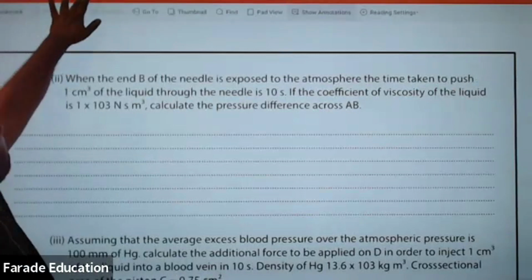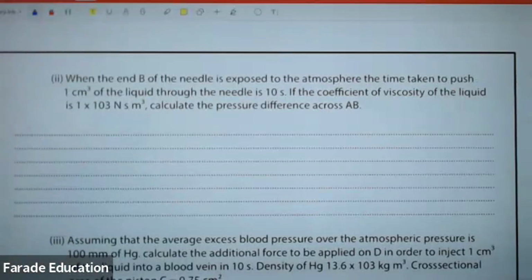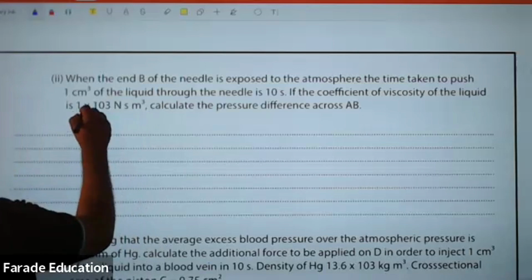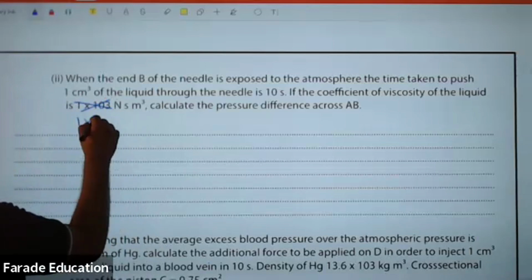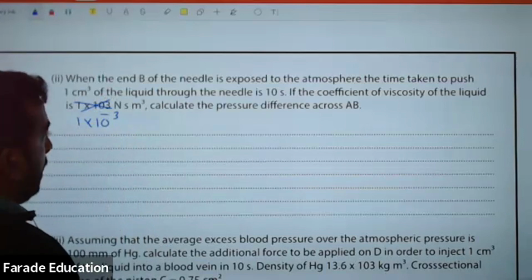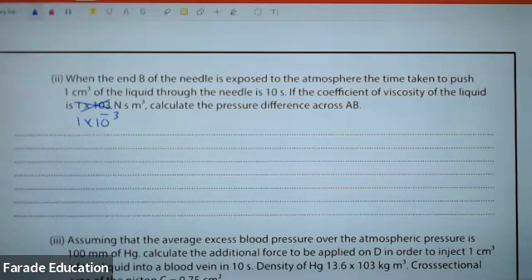When the end B of the needle is exposed to the atmosphere, the time taken to push 1 cubic centimeter of liquid through the needle is 10 seconds. So volume flow rate can be found. Coefficient of viscosity is given. Remember, coefficient of viscosity here is 10 to the power minus 3. If I look at the original question, it should be 10 to the power minus 3. So this is wrong, I'll cut it. Calculate the pressure difference across AB.